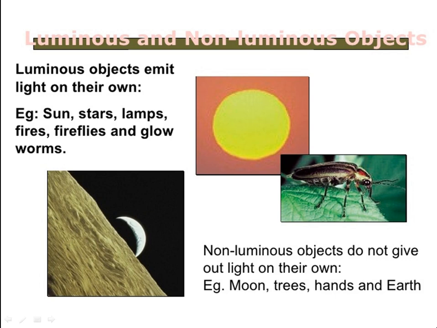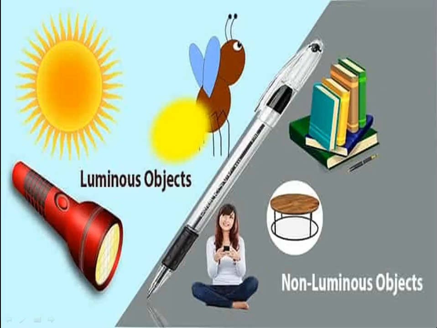But non-luminous objects do not give out light on their own. We can give a very big example: the moon. The moon doesn't have its own light. It is the reflection of the sun that we see as the brightness of the moon. The trees, the hands and the earth are all non-luminous objects, which do not give out light on their own.